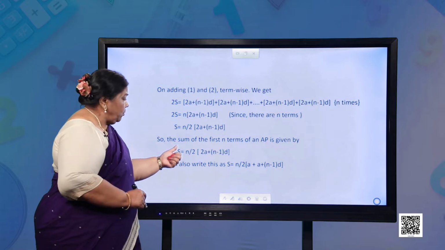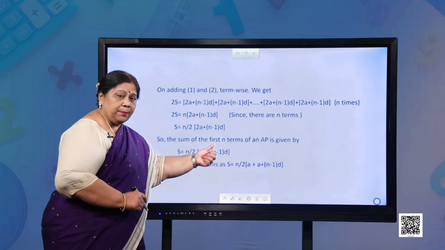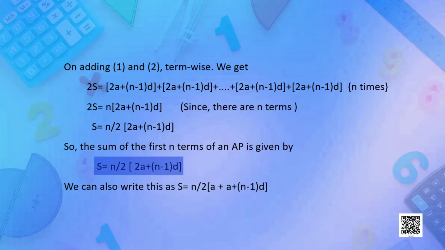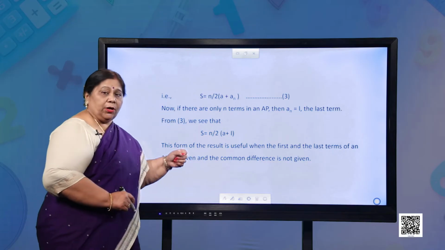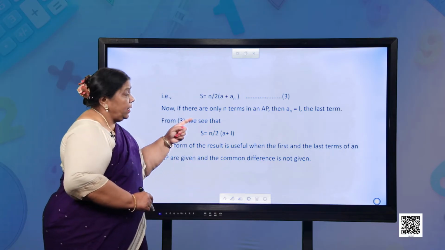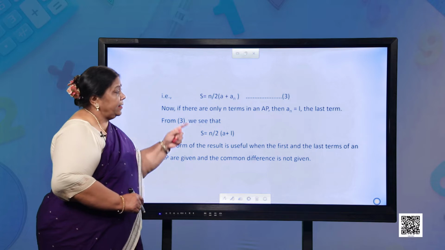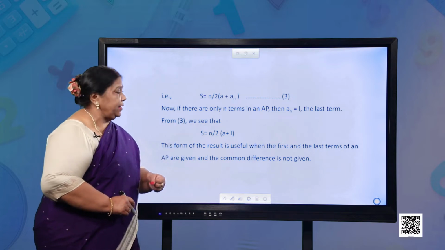So, the sum of the first n terms of the AP is given by S is equal to n upon 2 into 2a plus n minus 1 into d. We can also write this as S is equal to n upon 2 into a plus a plus n minus 1 into d, which could also be expressed as S is equal to n upon 2 into a plus a_n. Let us take this equation as 3.